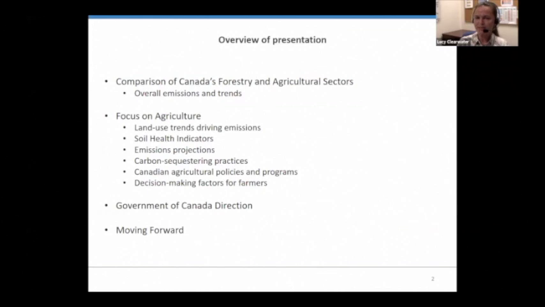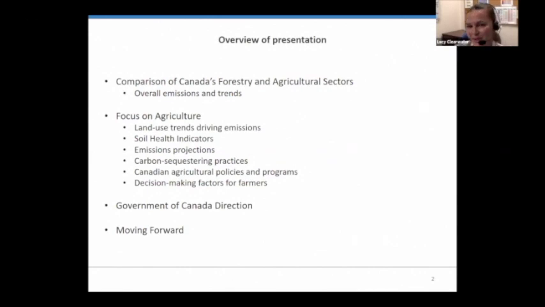For this presentation, I'm going to give a brief overview of Canada's forestry and agricultural sectors, and then I'm going to discuss some agricultural trends and policies more specifically. Just as an overview of the two sectors, Canada has a very large forest sector, 347 million hectares of forest, representing 35% of Canada's land mass and 9% of all world forest cover.